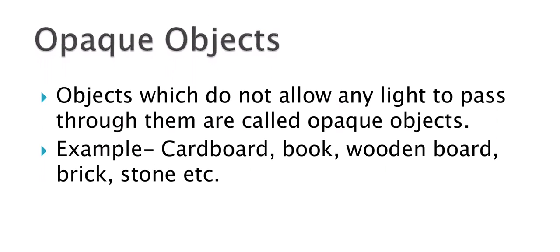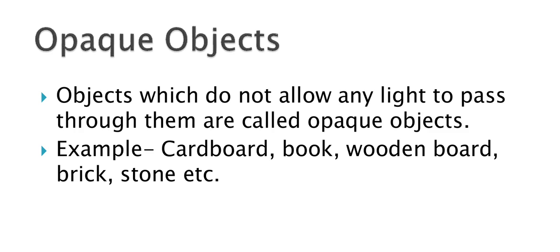Opaque objects or materials. Objects which do not allow any light to pass through them are called opaque materials. You know, light cannot pass through opaque objects. Materials like cardboard, a book, the wooden door of your house, any metal sheet, a brick wall, a brick, or any big stone, all these are opaque materials, and light cannot pass through this type of opaque objects.